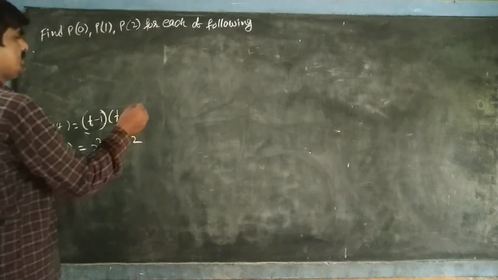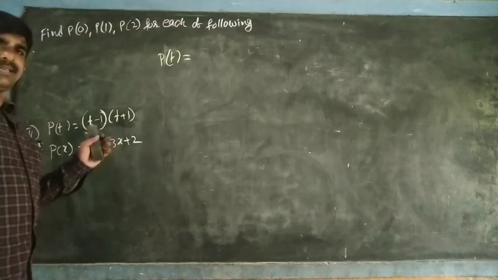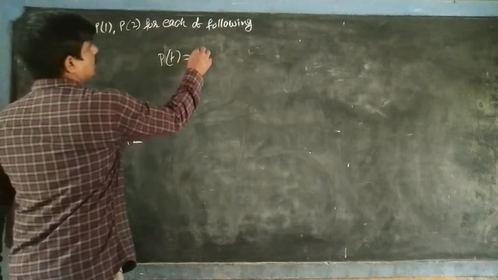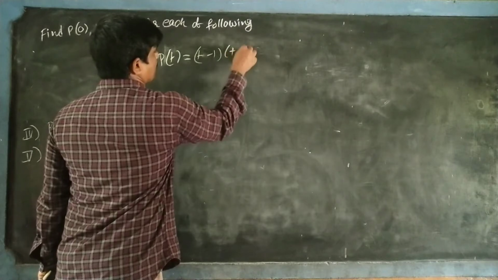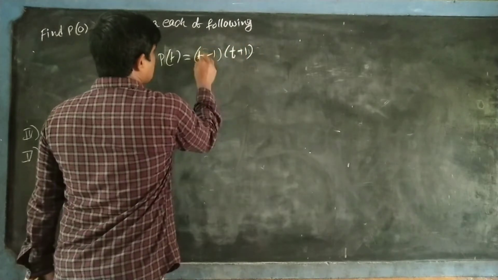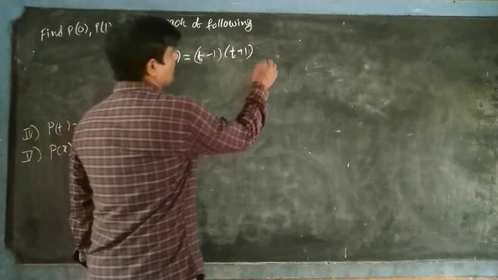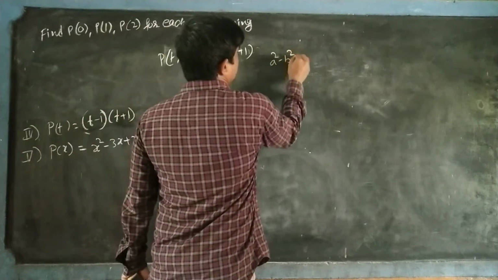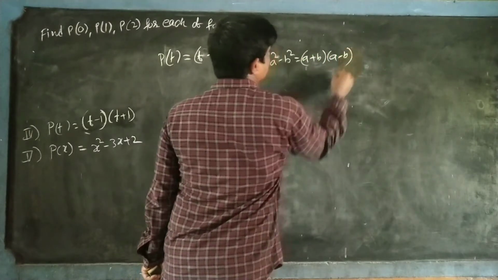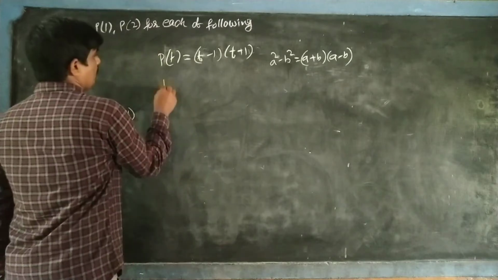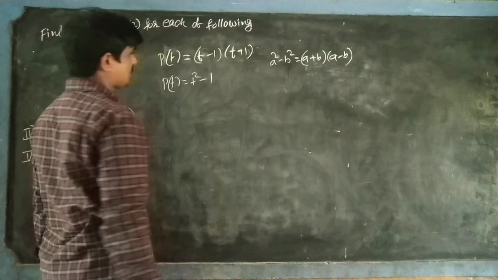Next, p of t. Just the variable is changing, the polynomial is the same. What is the polynomial? T minus 1 into t plus 1. So I am going to change it a little bit. A plus b into a minus b is a square minus b square. Substitute here. P of t is equal to t square minus 1.